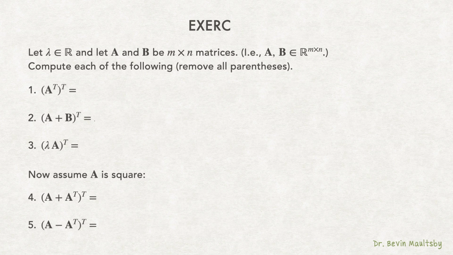Here are some others. Suppose that lambda is a real number, so you can think of that like a scalar. And first, let A and B be m by n matrices. In other words, they have m rows and n columns. Take a moment to compute each of the following. So for 1 through 3, I mean, expand them so that you've removed all of the parentheses that you see.